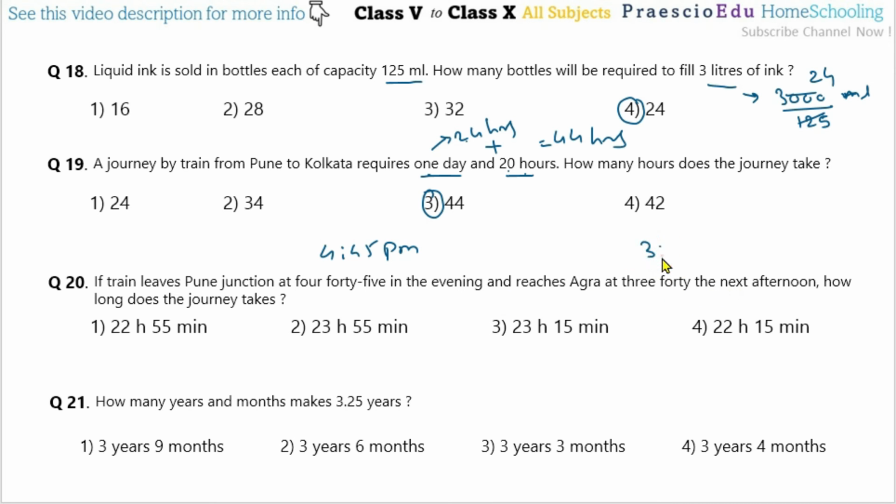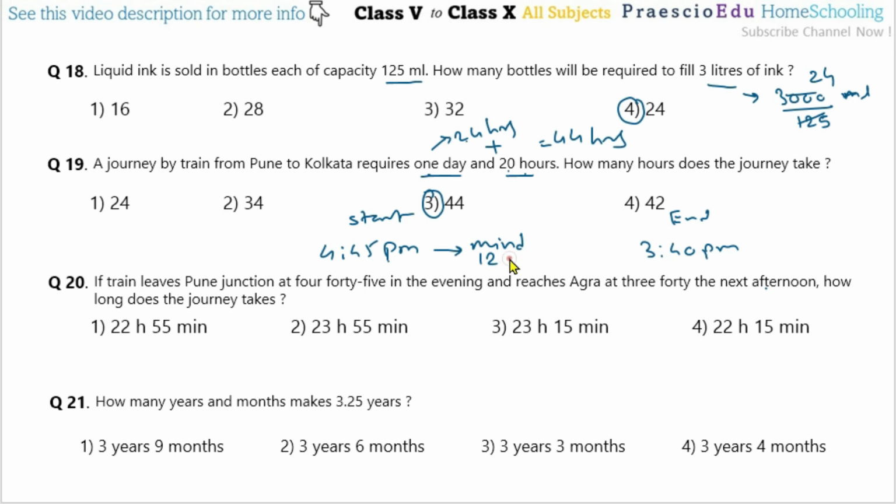So 3:40 is PM. Afternoon means PM. How long does the journey take? This is the starting point, and this is the end of the journey, or we can say reaching. Now from this PM to midnight, we can say midnight means 12 midnight.